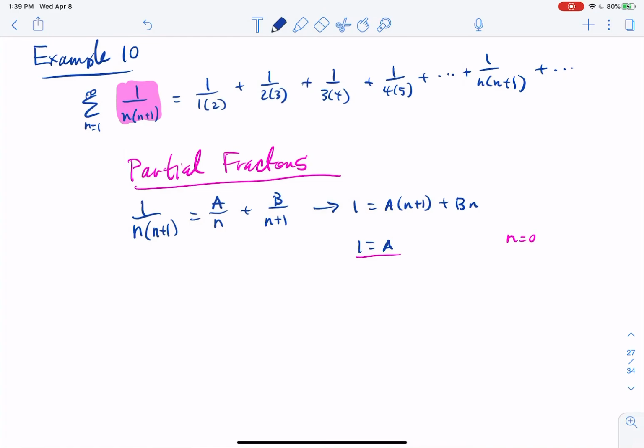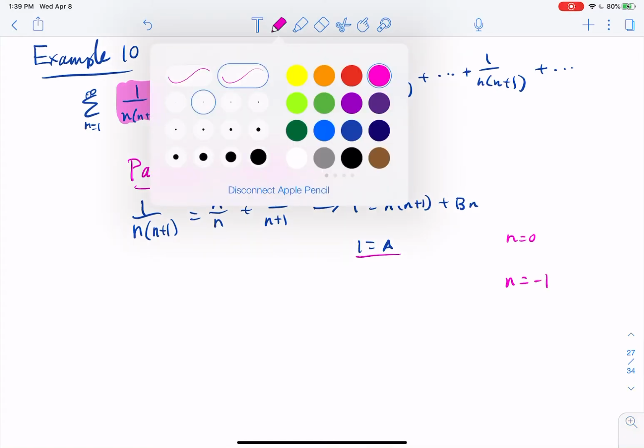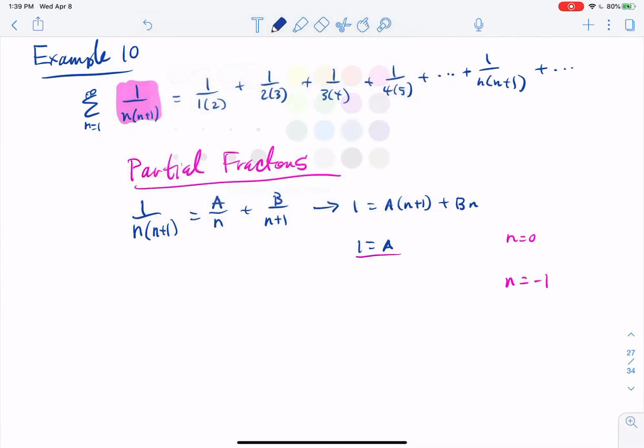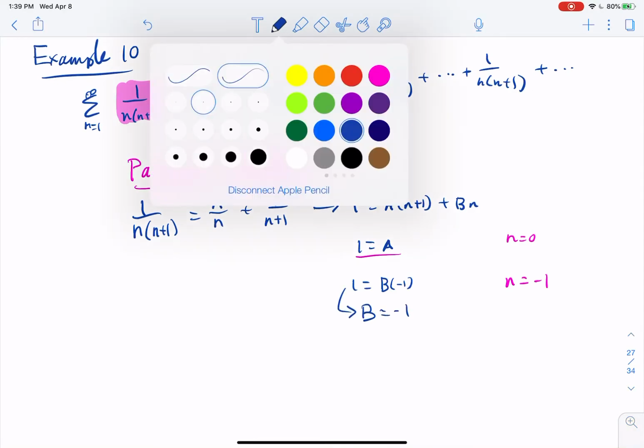Let's do the same thing. Why didn't I choose pink again? All right, we left it at pink. What do I have to choose for n, conveniently, to make the A disappear? I need a -1. So if I choose -1 for the n value, I'm going to have 1 is equal to A times -1 plus 1. That'll be 0. It'll disappear. And B times -1. All right, so then that implies that B is equal to -1. And I got its answer.